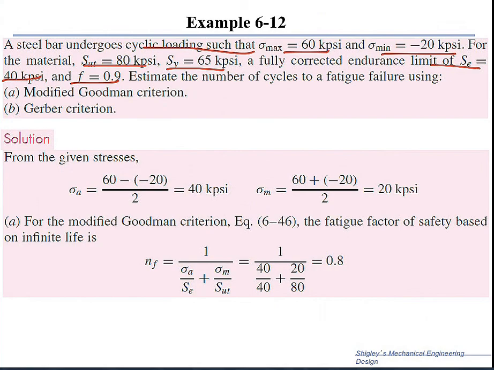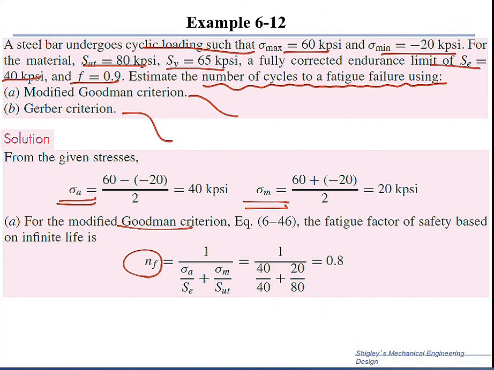So we can use approximate formulas for the SN curve as we learned before, and we want to estimate now the number of cycles to fatigue failure. And we're going to do that using modified Goodman and using Gerber. So first step, calculate sigma alternating, sigma mean. And then second step, if we have modified Goodman, we find the corresponding fatigue factor of safety, 1 over this, and it gets 0.8, which is less than 1.